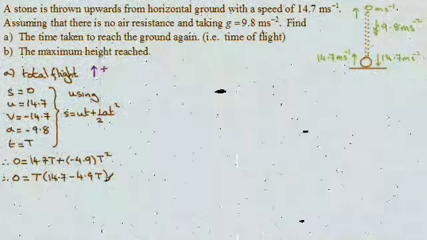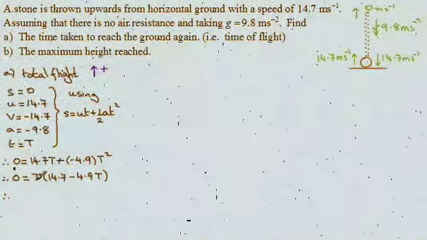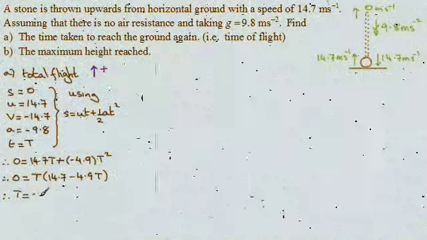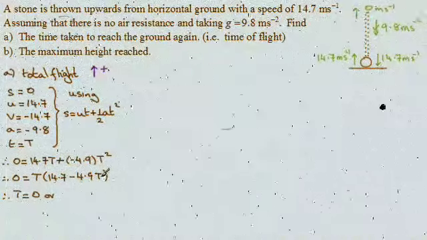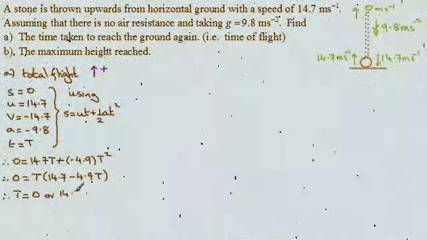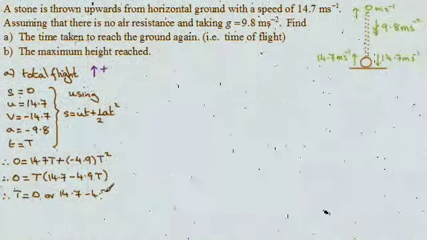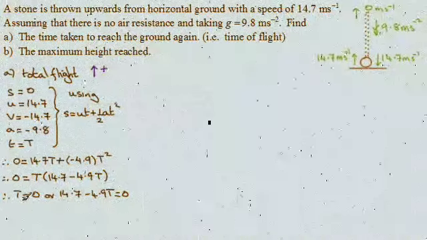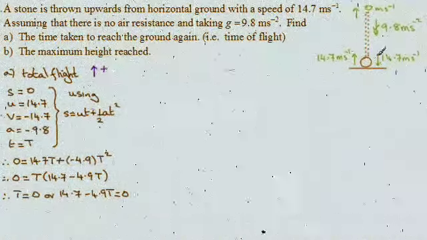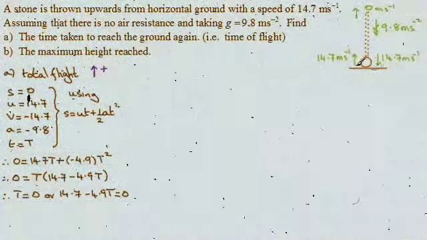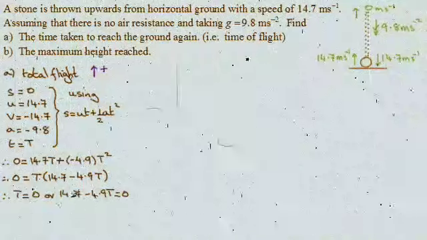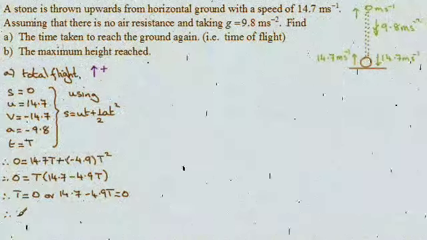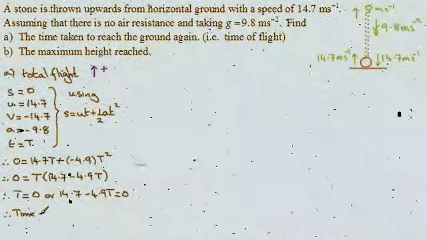And because this is factorized, we can therefore have each factor equaling 0. So I could say that this t here would equal 0, or the factor here would equal 0. That is 14.7 minus 4.9t could equal 0. Well, when s was equal to 0, that is the displacement was equal to 0, then clearly the time would be 0. But that's not of interest to us. It's this value of t that we'll be interested in. And so if I rearrange this equation, it will give me the time of flight.